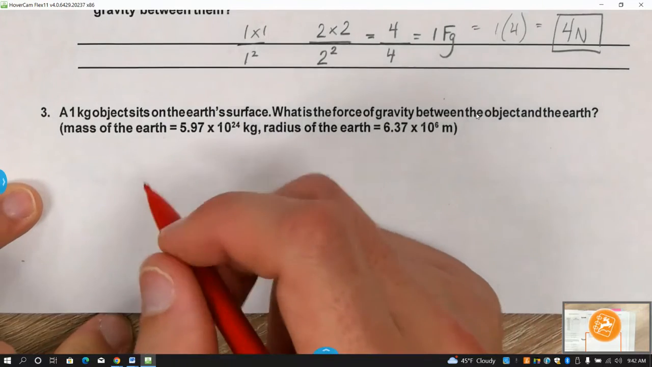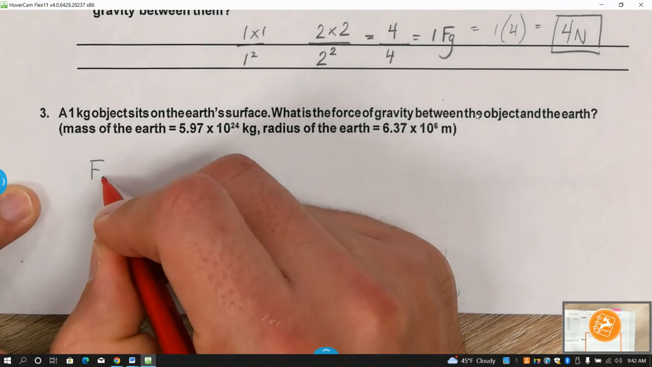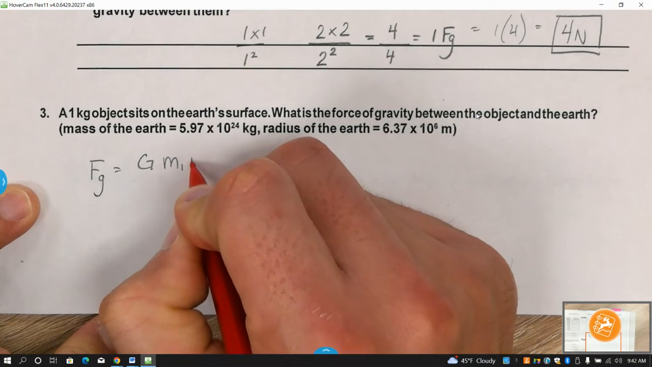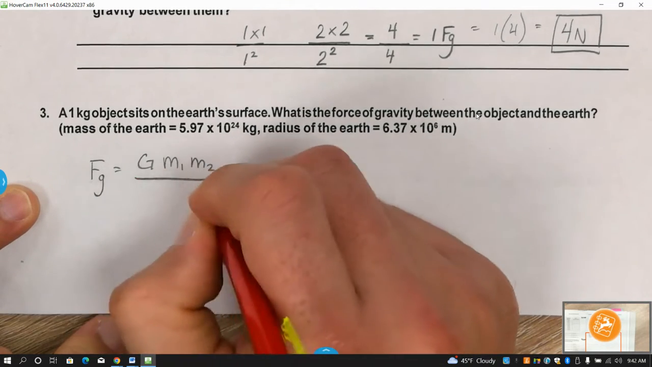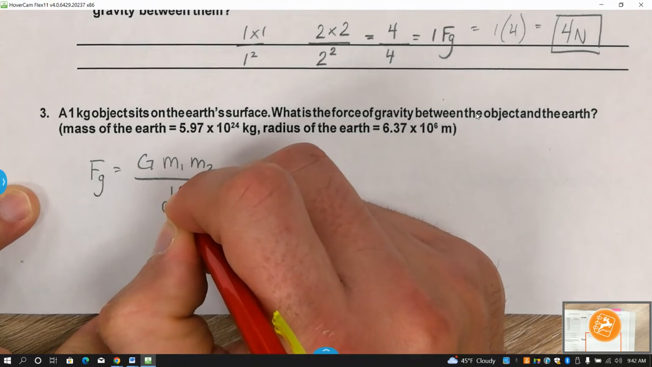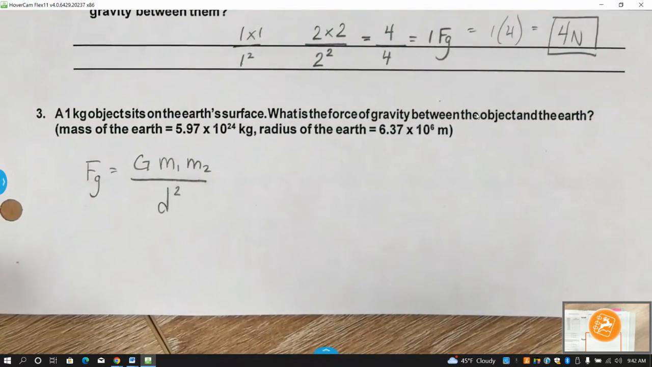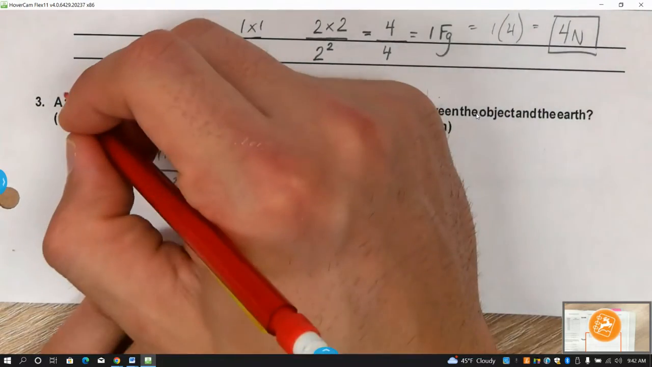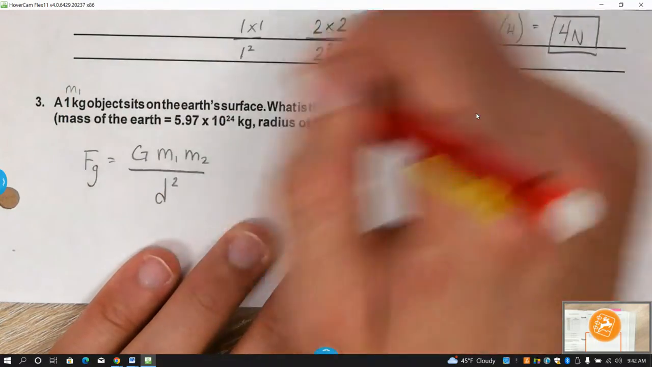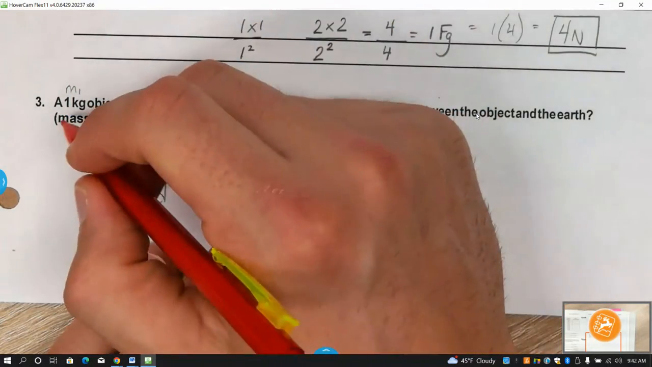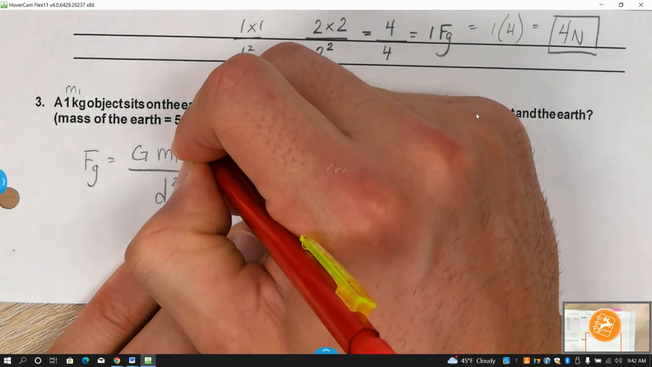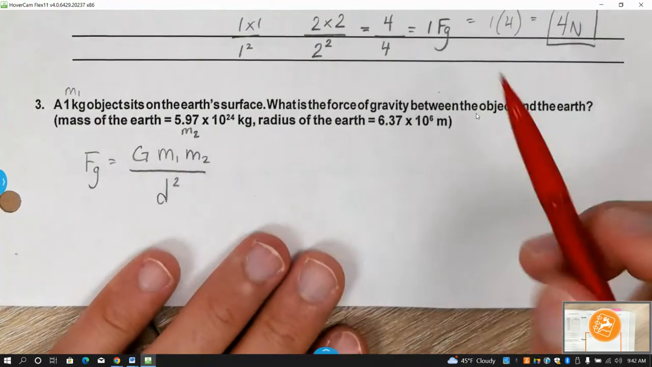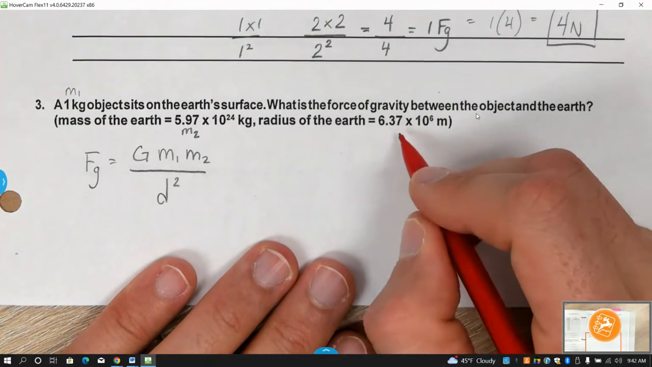So our equation is big G times M1 times M2 over the distance squared. Now, they're telling us a 1 kilogram object, that'll be my M1, is on Earth's surface. The mass of Earth, they give us this value here, that will be our M2. And the radius here, that will be our d.